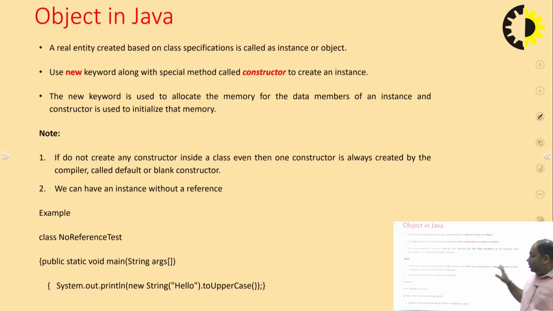Okay, and we can also have an instance without a reference. Sometimes we create an object which does not have any reference earlier in the program or in any other earlier class.